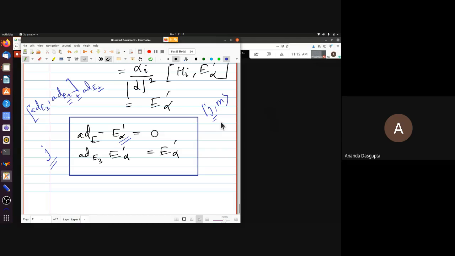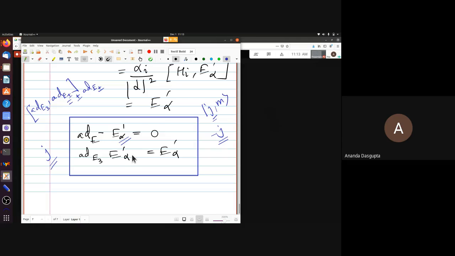So what is the M corresponding to the lowest weight state, the one which is killed by E minus? It should be minus J. Right. And here what we are seeing is the M corresponding to E alpha prime is +1. That's impossible. Minus J can be 0 or a negative number, can never be +1. So this is a contradiction to what you already know about the properties of the SU2 algebra.